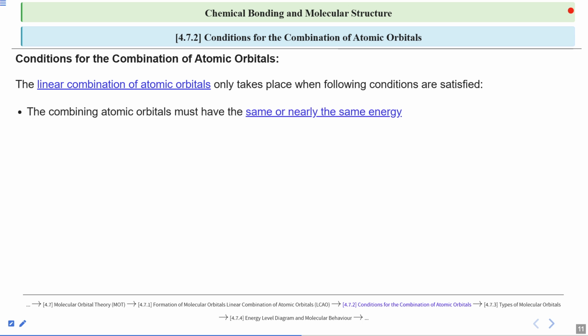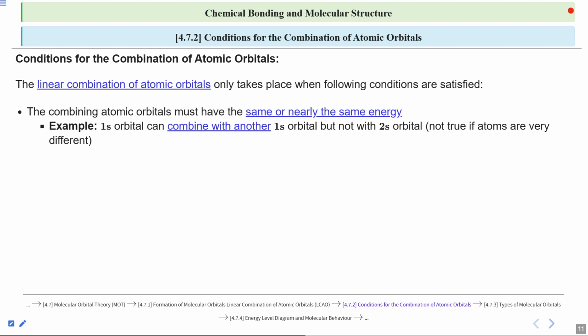The first is they both should have almost the same energy, or you can say nearly the same energy. Suppose you take the case of hydrogen, we were combining the 1s with 1s. It is difficult to combine a 1s of hydrogen with a 2s of hydrogen. And it is only true if you are considering a homonuclear diatomic molecule like your H2.